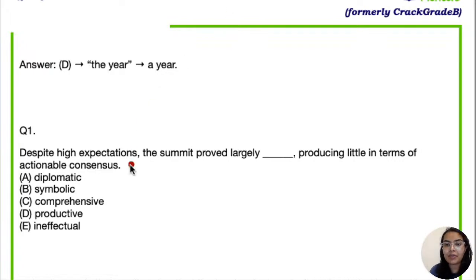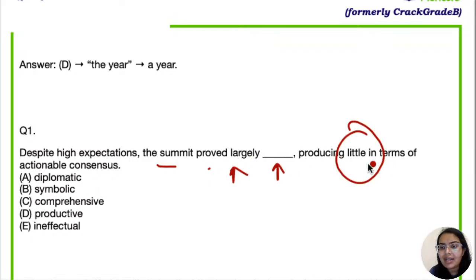Despite high expectations, the summit proved largely ineffective, producing little in terms.